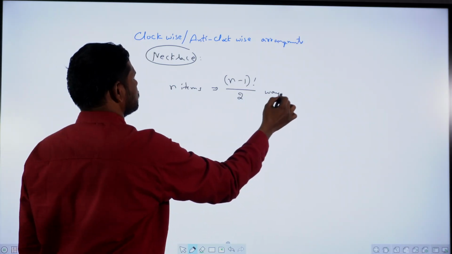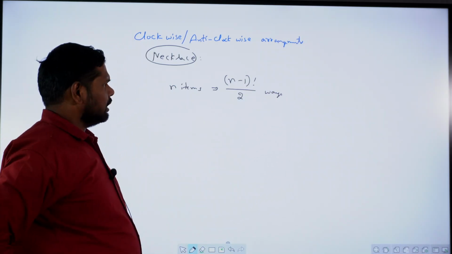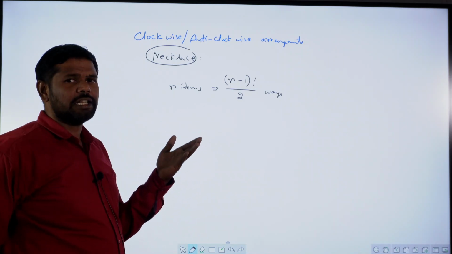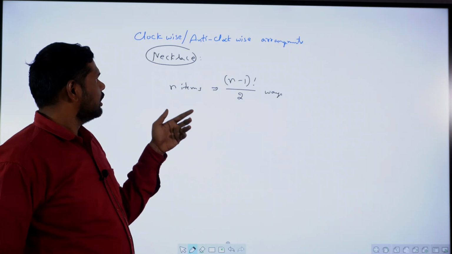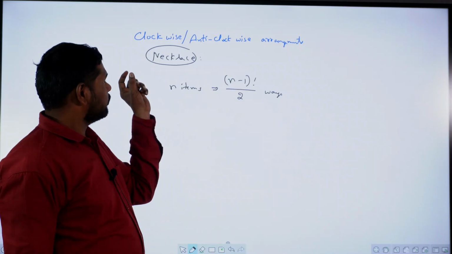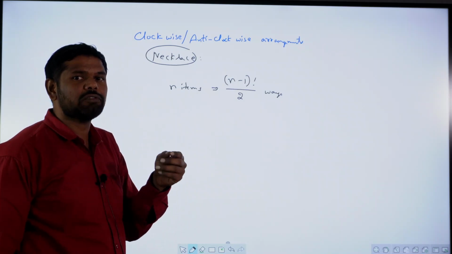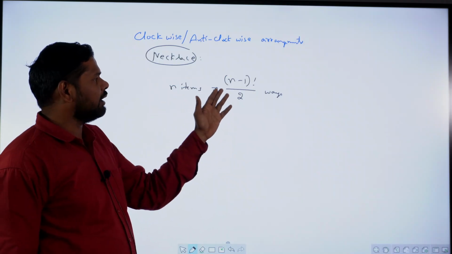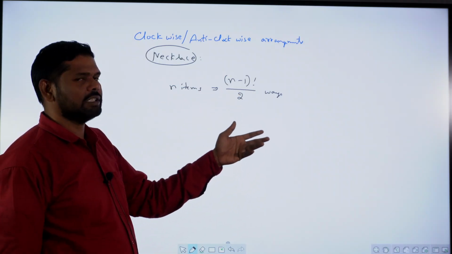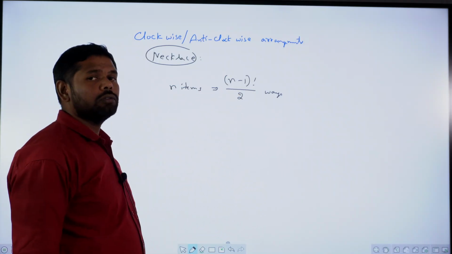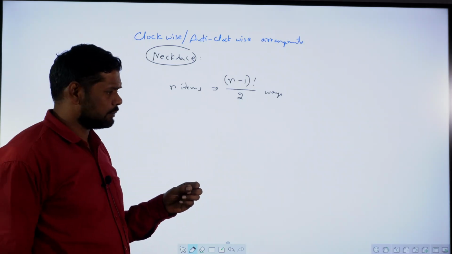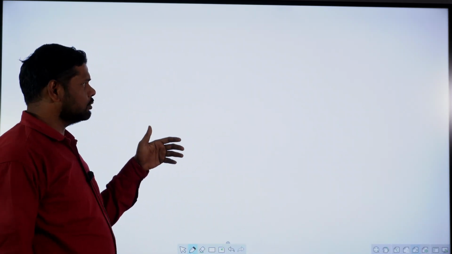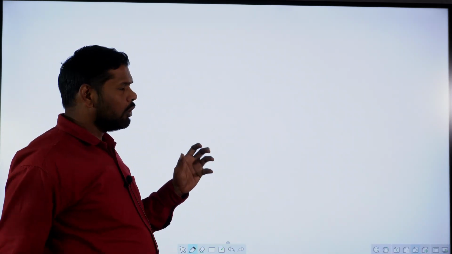This is clear. Suppose the same 10 persons are arranged in a circle clockwise or anti-clockwise, it means (10 minus 1) factorial by 2 ways. Right? Suppose 20 beads are there, in how many ways can we form a necklace? It means (20 minus 1) factorial by 2 ways. So like that we are going to solve. These are some permutation-related concepts, right? Observe, and once again go through all the concepts, so you have a clear idea.